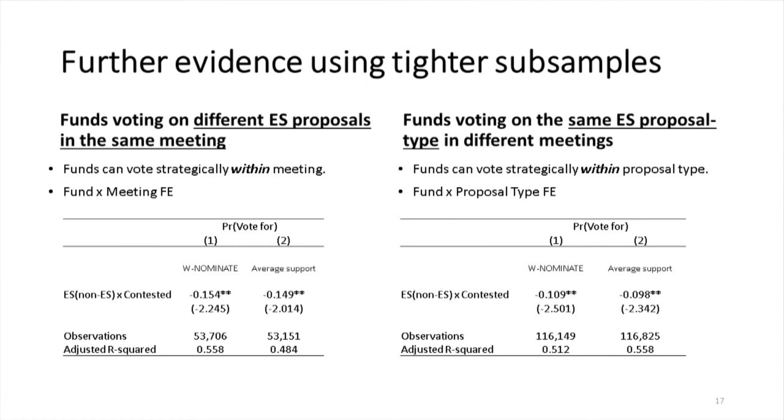Well, it doesn't matter the fixed effect that we use. For instance, we can look at funds voting on two proposals in the same meeting. One proposal ends up close to the majority threshold, another one ends up further away. The results are shown in this table.